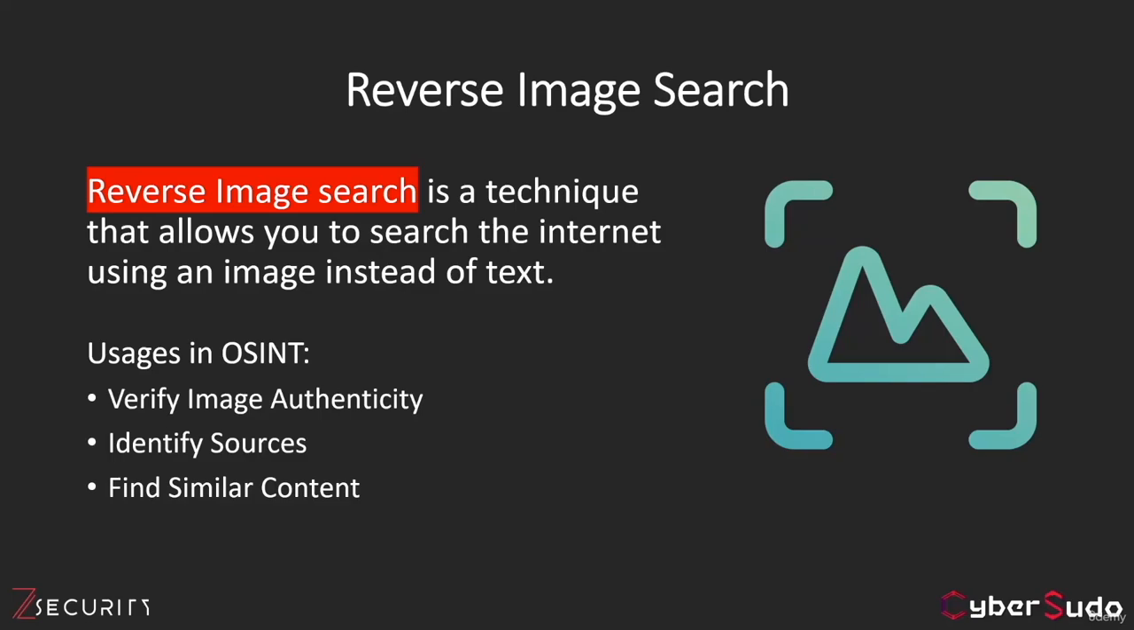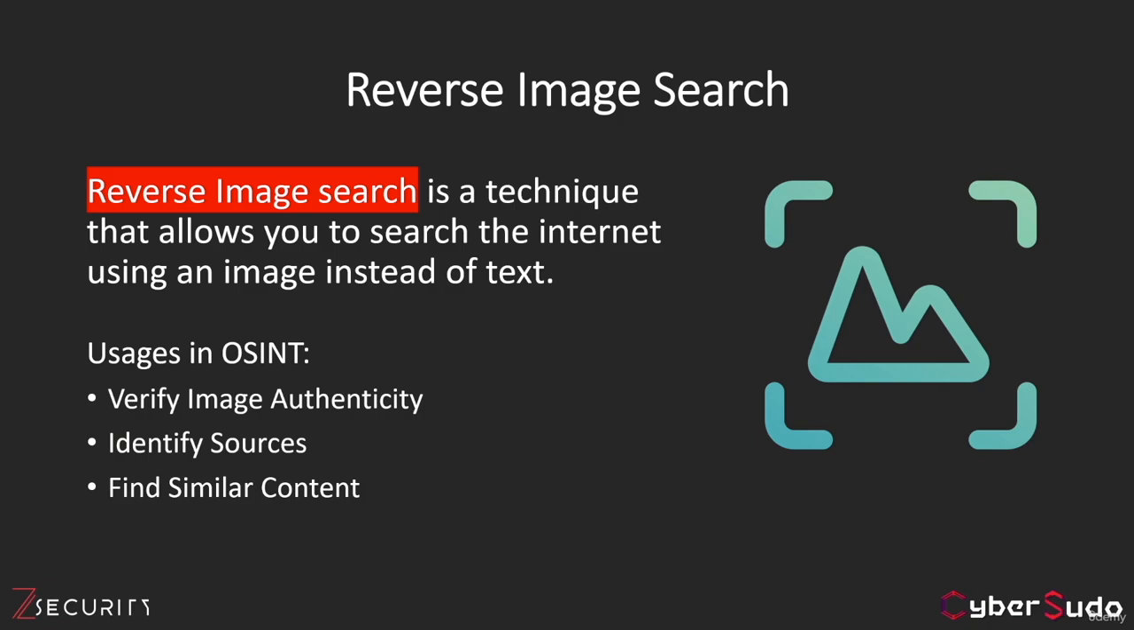The first thing that I would like to talk about is reverse image search. Reverse image search is basically a technique that allows you to search the internet using an image instead of a certain text or a search term. So far, we have learned how we can use search engines effectively by using some search operators.